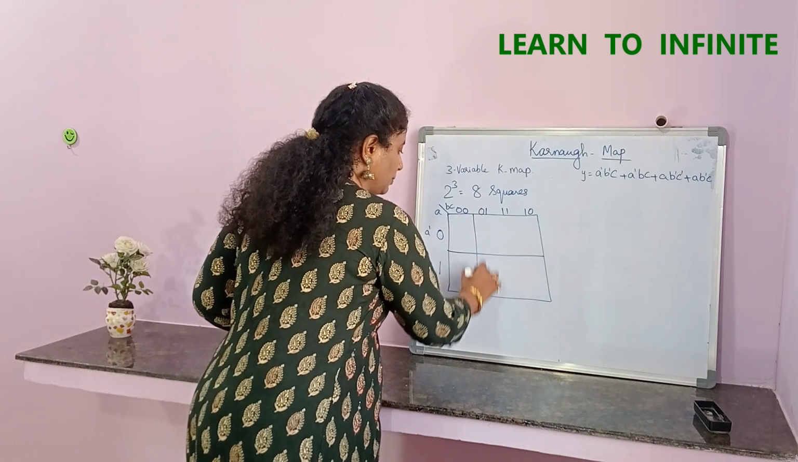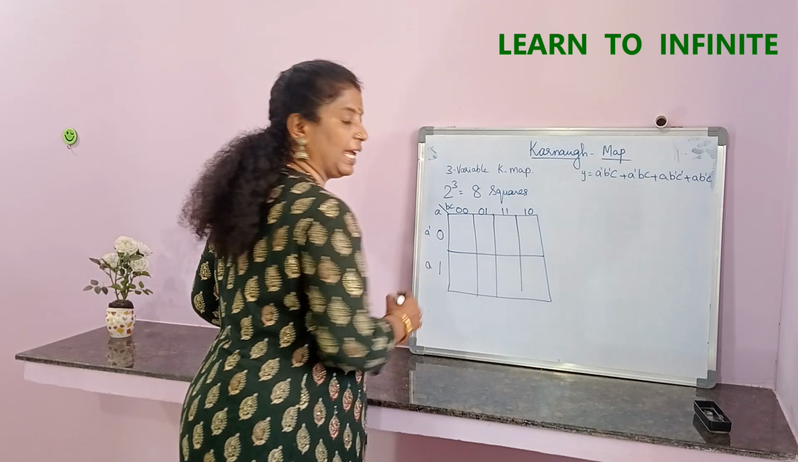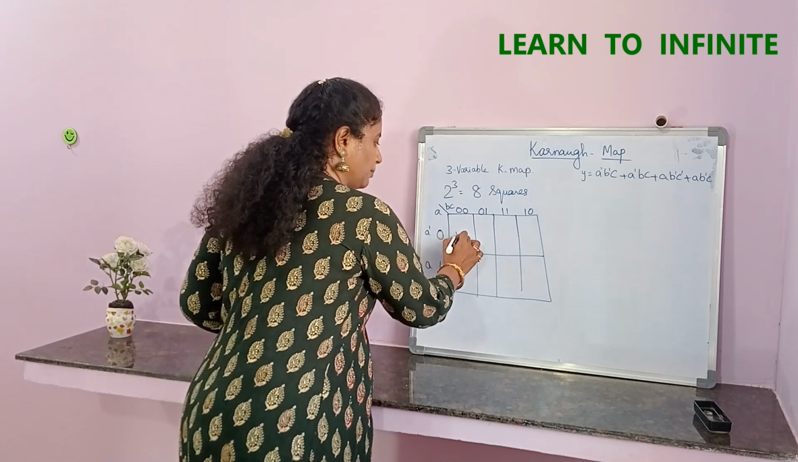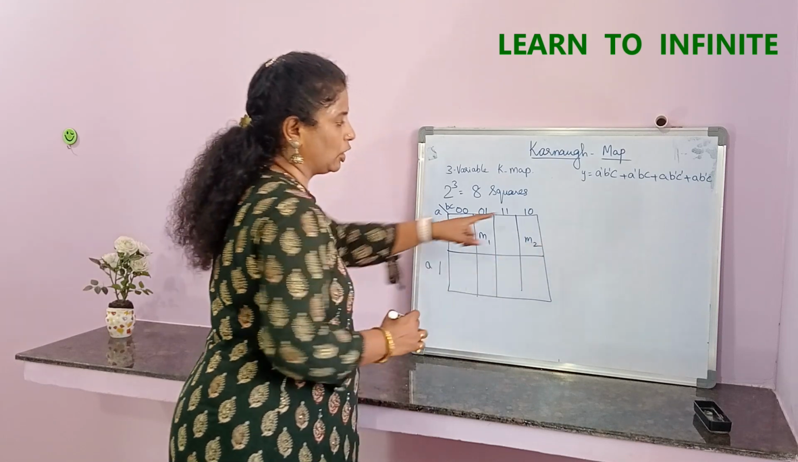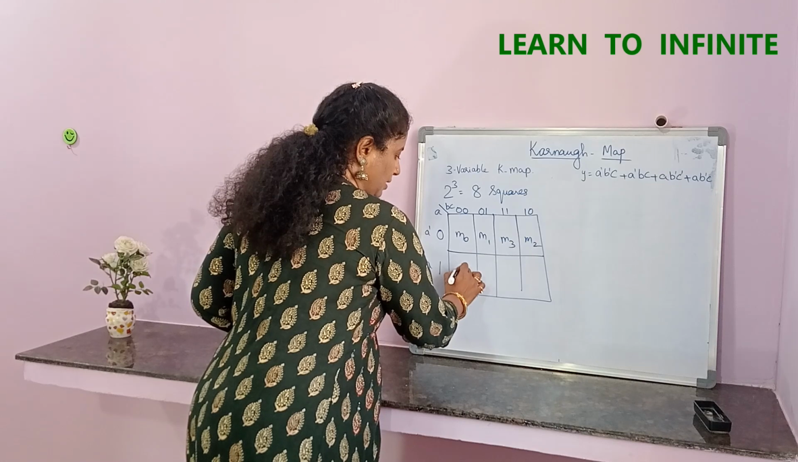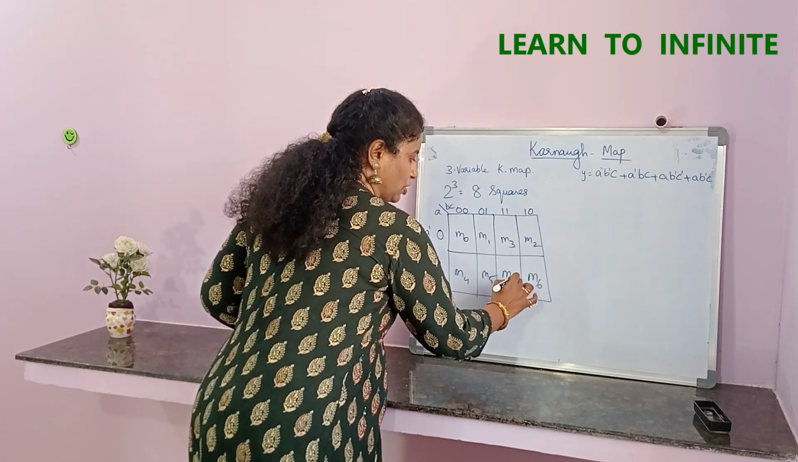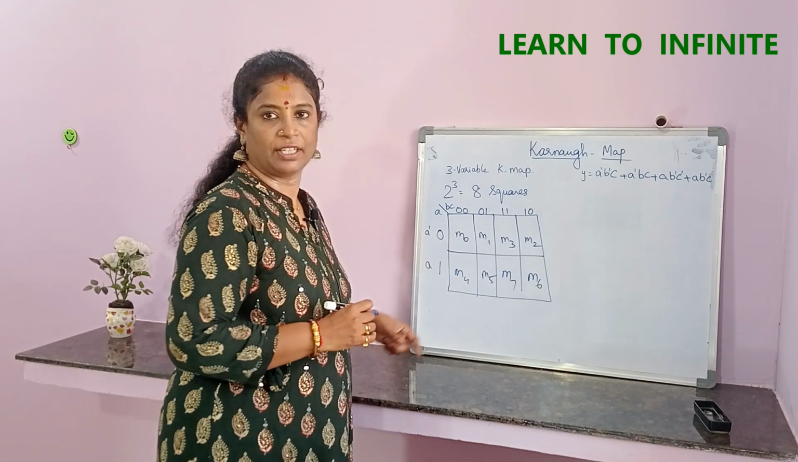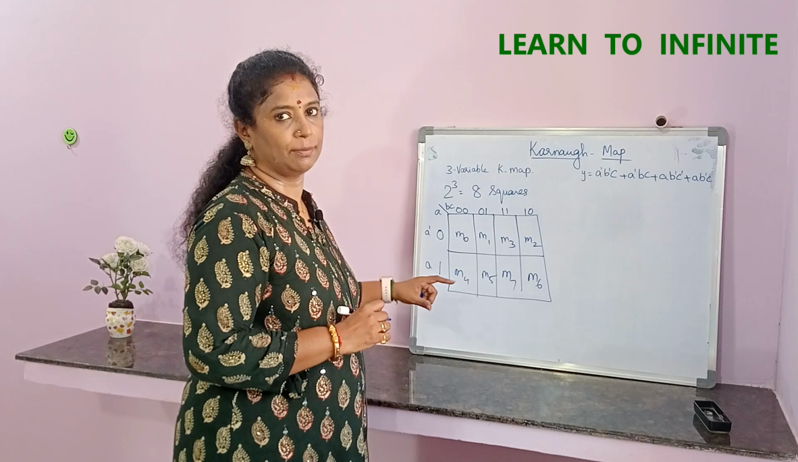When you look at the total number of squares, it is 1, 2, 3, 4, 5, 6, 7, 8 squares. Starting from m0, the min terms m1, then m2 must be here because 1 0 is here, right? M2, M3, next is M4, M5, M6 and M7. So starting from M0 to M7, totally there are 8 squares. This is the template for your three variable K-map.